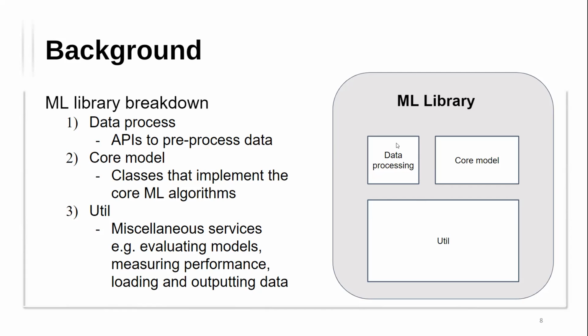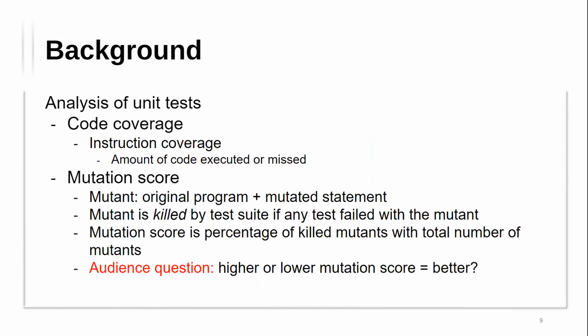And so here we see a visual representation, and the ratios are actually not random. The authors found that the ratios of the code are something like, I think, 54% util on average, and the core model takes up something like 30%, and the data processing a very small amount of it. Just some background. Now we'll talk about unit testing.